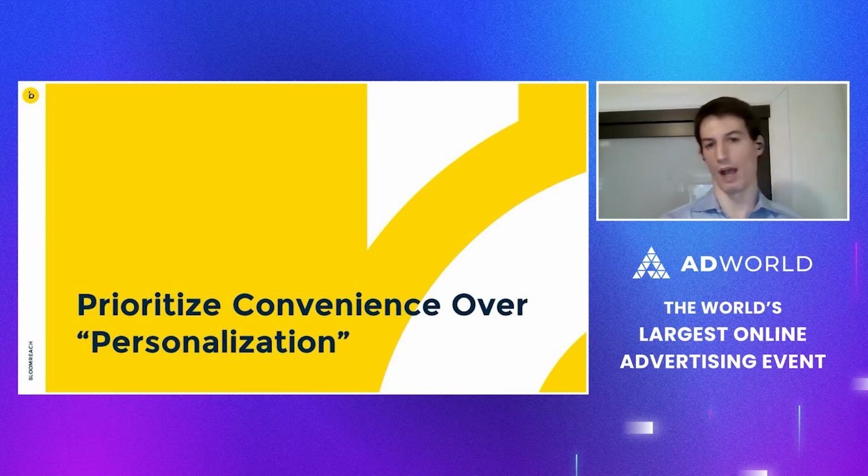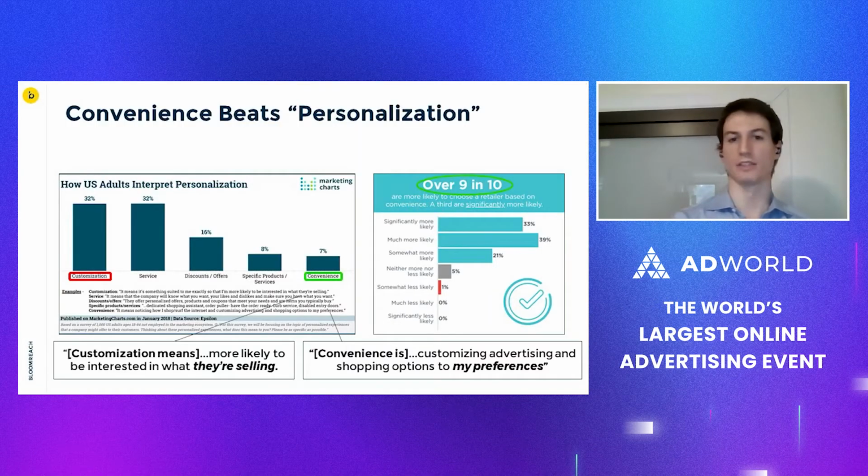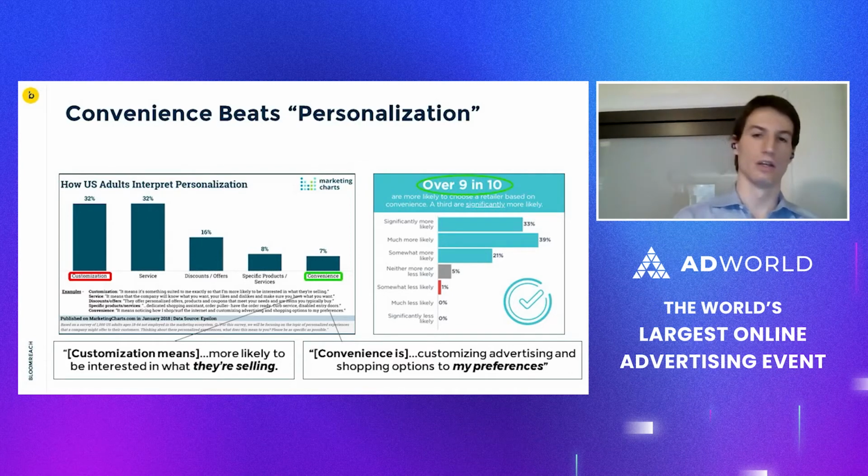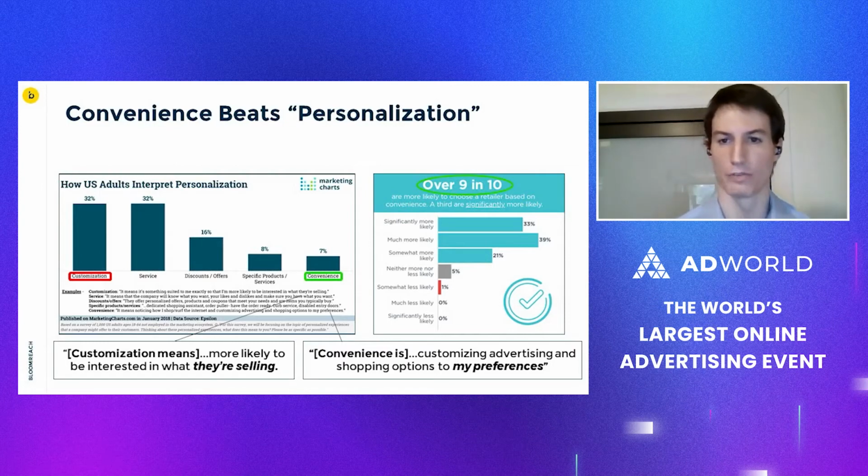And what I'm here today to say is that convenience is the sort of focus rather than personalization for consumers. If you look at the chart on the right, you can see there's at least 5 different ways that US adults are interpreting that term, personalization. All the way on the left, you have customization, right? And that is defined by a consumer as saying it means it's something suited to me exactly, so that I'm more likely to be interested in what they're selling.